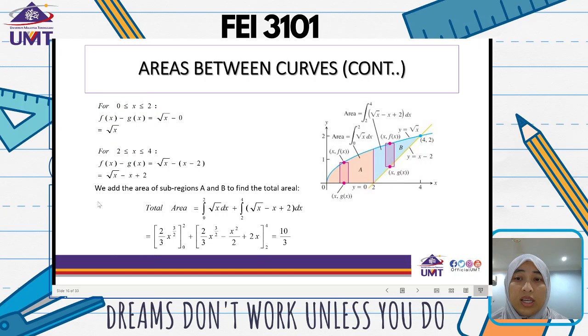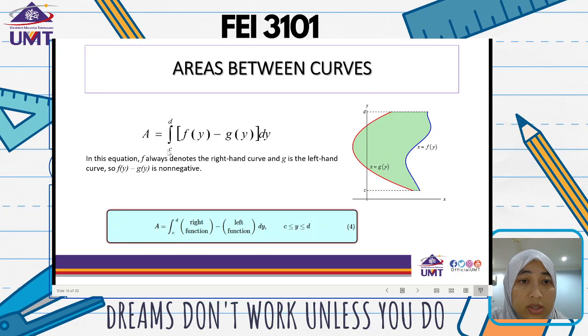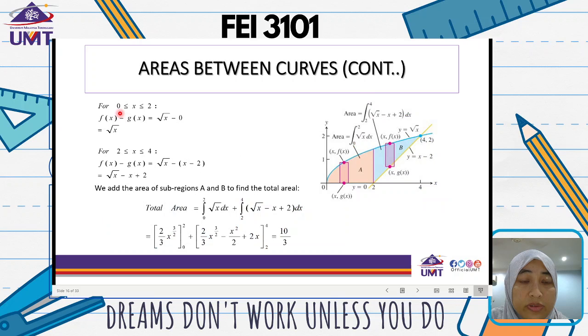Okay, so now students, have a look at the boundaries from 0 to 2. Here, it's only f(x) minus g(x), where g(x) is this line, where y equals 0. And the one from 2 to 4 is this graph, and also this graph.